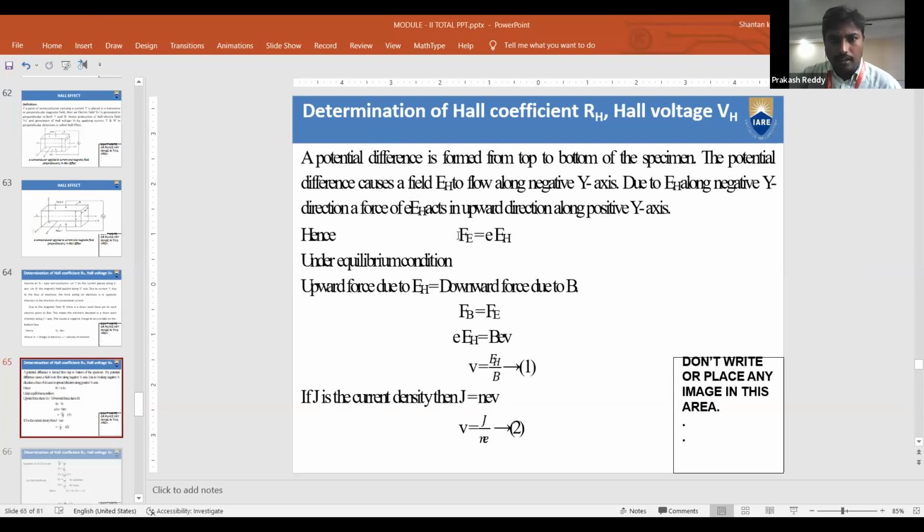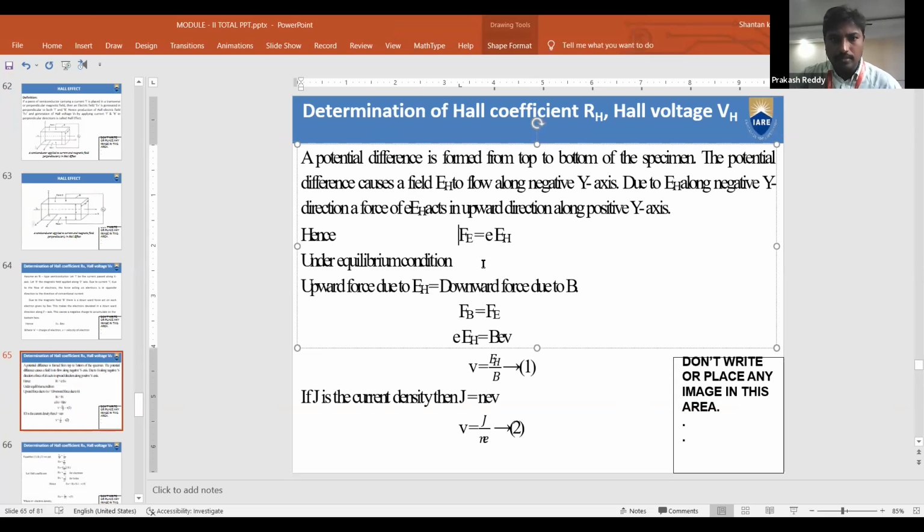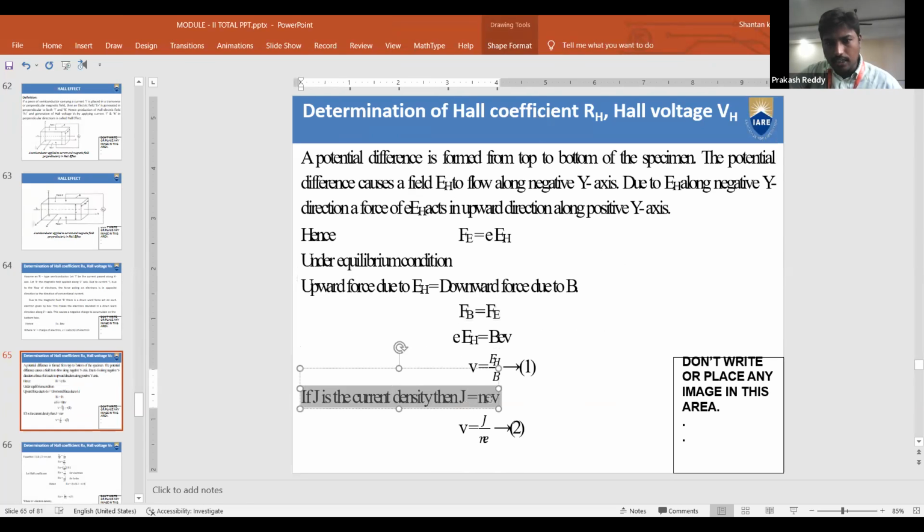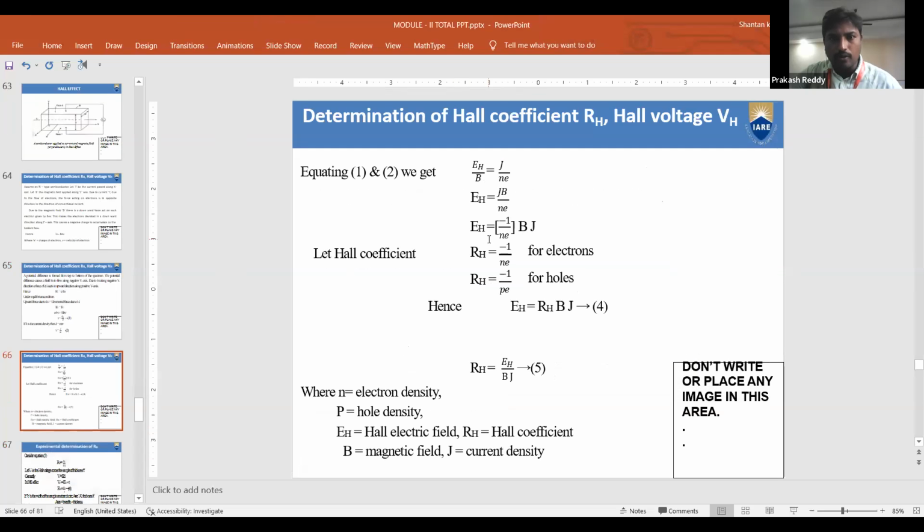The potential difference due to the electric field is e into EH. Under equilibrium condition, the upward force due to the electric field equals the downward force due to the magnetic field. By equating these two, I find the equation for v: v equals EH by B. We know the current density equals n into e into v. By substituting v equals EH by B, I find EH equals J into B by n into e.